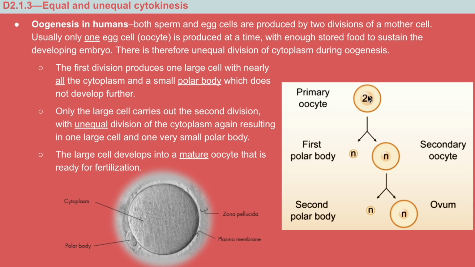And so we're going to see that in the first division, one large cell is going to form along with a small polar body, which does not develop further. And then after the second division, the same thing happens. Our second polar body doesn't develop further. This is a way to concentrate as much as we can of all of that cytoplasm filled with all of those organelles into the ovum so that it is as ready as possible to survive on its own if it gets fertilized.